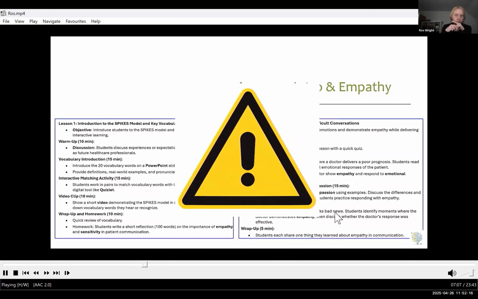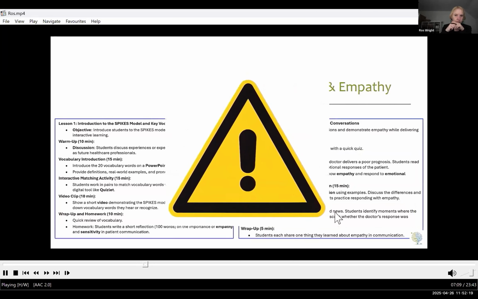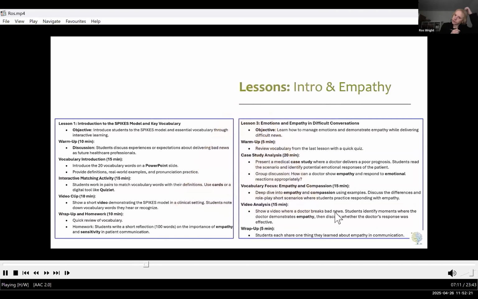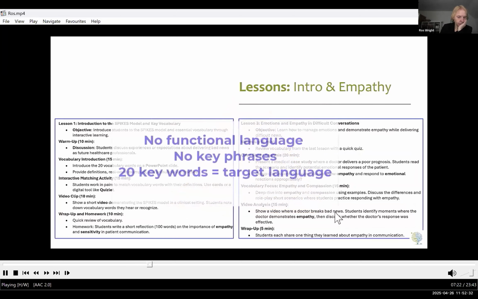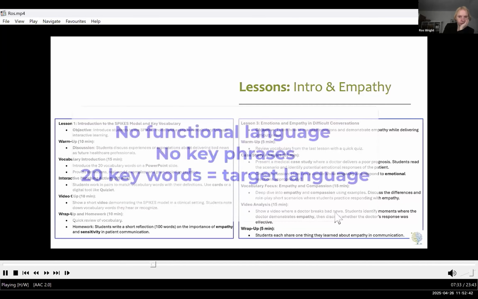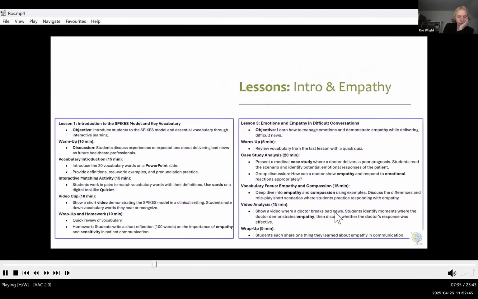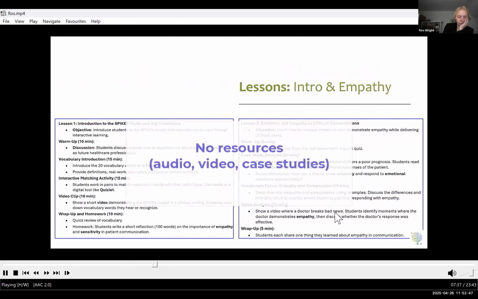A closer look at the lesson plans, however, does throw up some problems. For me, the focus on the 20 keywords is problematic. Training medical students on how to use the Spikes model requires some functional language and key phrases for each stage. But unfortunately, these have not been provided, and this is because the 20 key words have taken precedence and have become the target language.